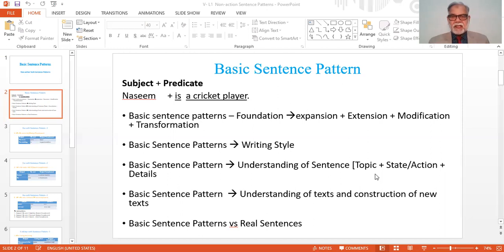Another important thing about basic sentence patterns is that the real sentences are not always so short. So for writing real sentences, the writer has to add more details. If we go to our example, Naseem is a cricket player, we can add details in this sentence. For example, we can write Naseem is an international cricket player. So in this way, we will provide full information. We can talk of Naseem, of his function as a cricket player, his job as a cricket player. So in this way, the basic sentence will need additional, more full information for the expression of ideas and concepts in writing.